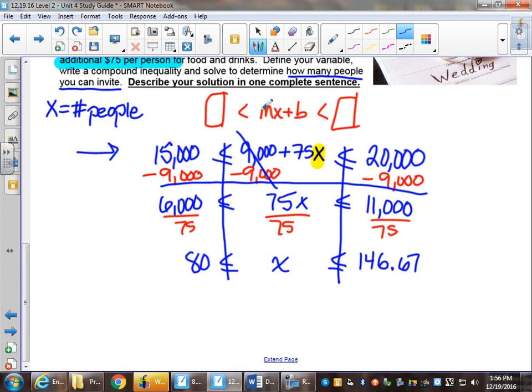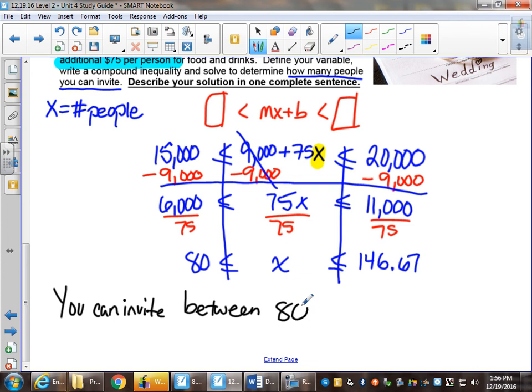Describe your solution in one complete sentence. Well, remember, x represents people. So you can invite between 80 and 146 people and stay within your budget. You could add that if you wanted to. Notice that even though this is 0.67, I did not round up because you don't have money to finish paying for that person. And they definitely won't give it to you for free. So you have to round down.